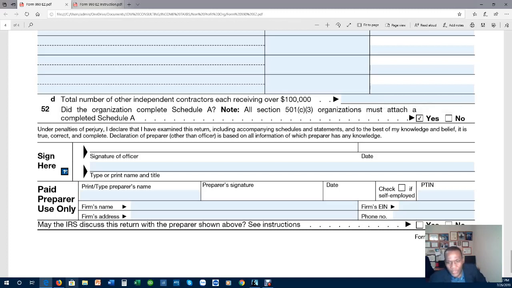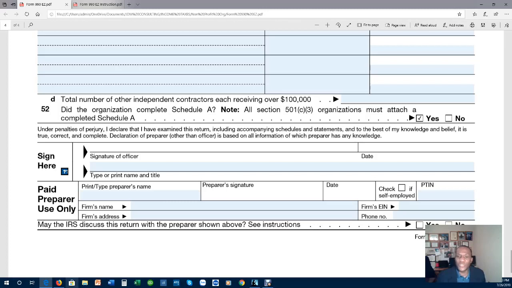On the penalty of perjury, that is where you would certify that the information that you enter on this form is accurate to the best of your knowledge. So you would declare under penalty of perjury, I declare that I have examined this return, including accompanying schedules and statements, and to the best of my knowledge and belief, it is true, correct, and complete. Declaration of preparer, other than officers, based on all information of which preparer has any knowledge.